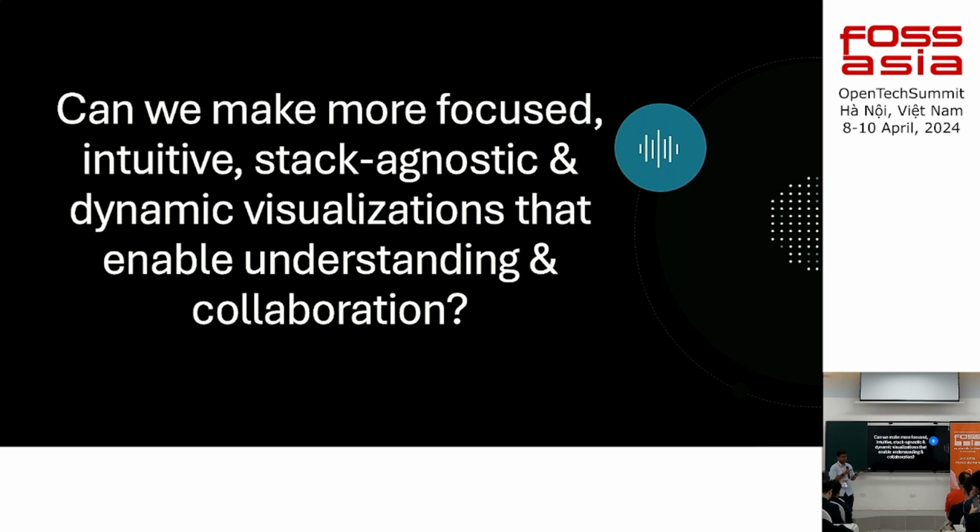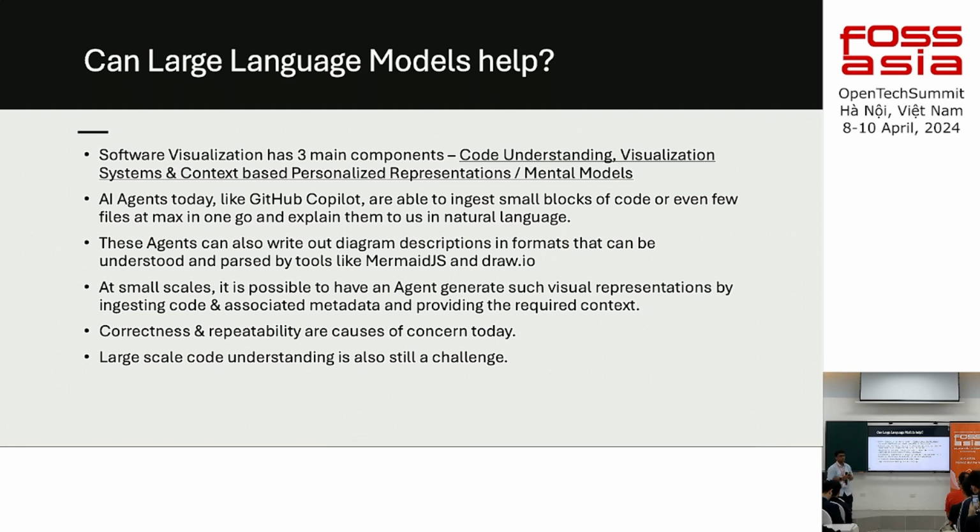Right now, with the evolution of generative AI and better code understanding, these things could become possible. There are three key things that need to be solved for us to generate usable visualizations. The first aspect is code understanding. How do you understand large volumes of code? And the second thing is, what are these metaphors and mental models?